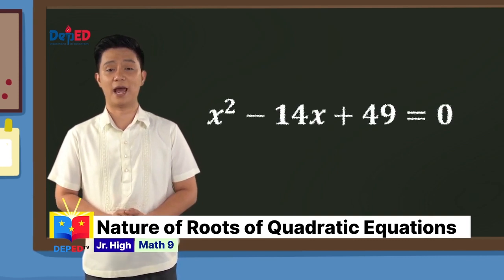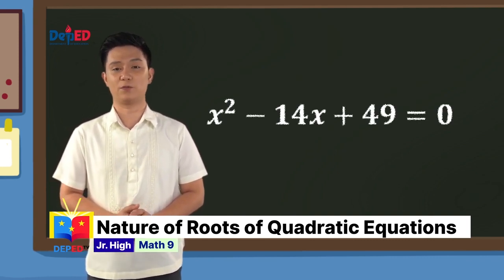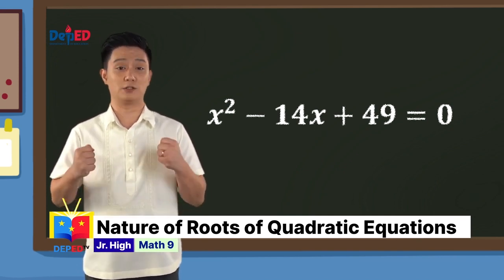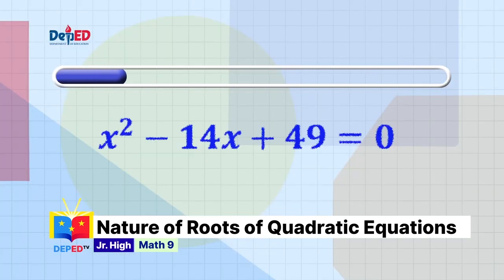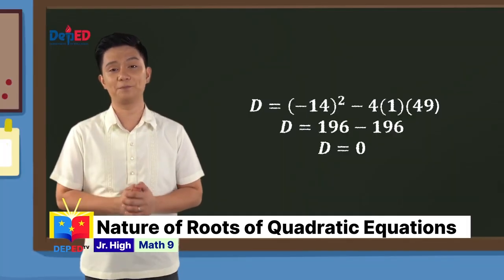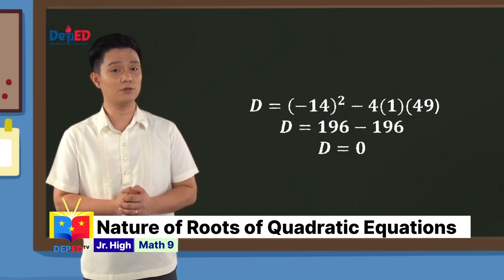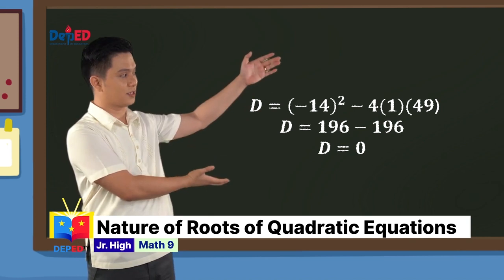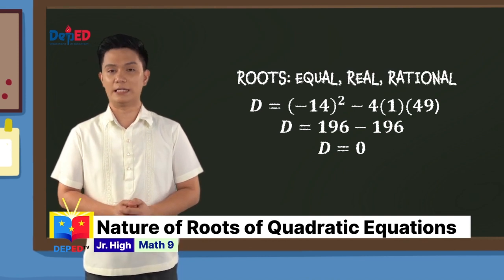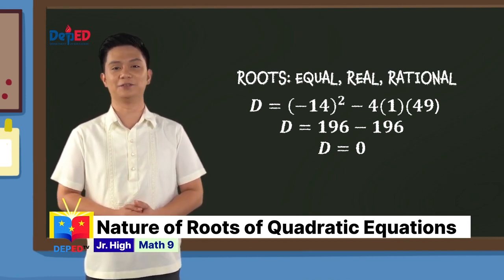Equation number 3. x squared minus 14x plus 49 equals 0. Your answer in 15 seconds. Let's do this. And time is up. Discriminant is equal to 0. See the computation. It is exactly 0. So, the roots are equal, real, and rational.